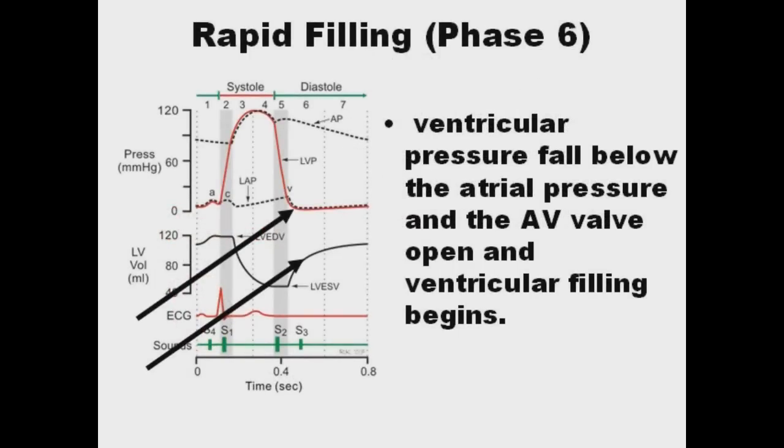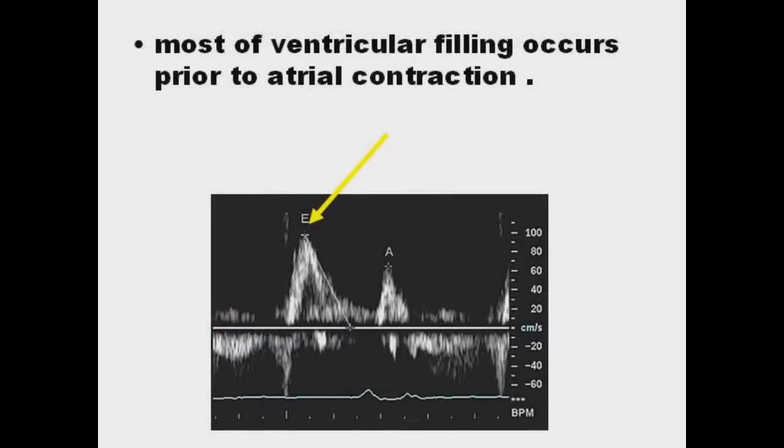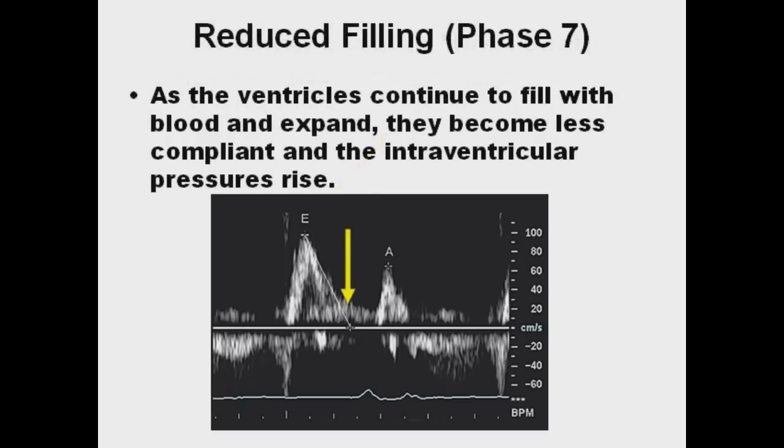Phase 6 begins when the mitral valve opens and the left ventricle begins to fill. In this phase, 90% of the ventricular blood enters the ventricle. In the spectral Doppler of the mitral valve, the first rise corresponds to phase 6, and the second rise to phase 1 of the next cardiac cycle, or atrial contraction. The last phase, or phase 7, is called slow filling, and is between the rapid entry of blood and atrial contraction.